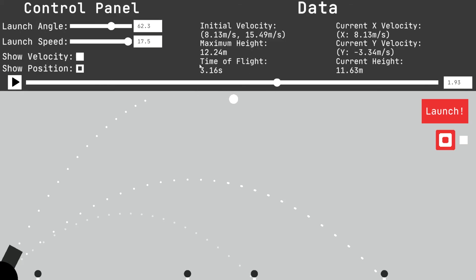Time of flight, right here, 3.16 seconds, is the amount of time that the projectile remains in the simulation. You can see that the slider ends at 3.16, where it hits the ground. That's where everything's fine and dandy.